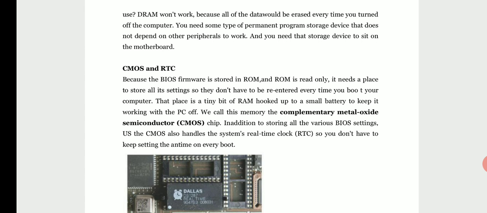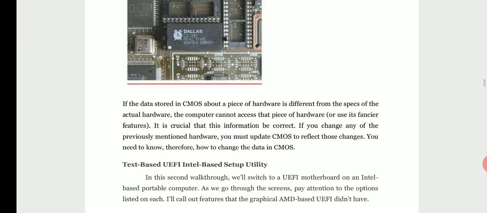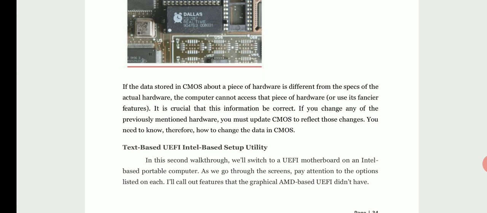So here, what is the CMOS? All the BIOS information is stored in this small chip, that is CMOS. If data stored in the CMOS about a piece of hardware is different from the specs of the actual hardware, the computer cannot access the piece of hardware. So it is crucial that this information be correct. If you change any of the previously mentioned hardware, you must update CMOS to reflect those changes. You need to know therefore how to change the data in CMOS.